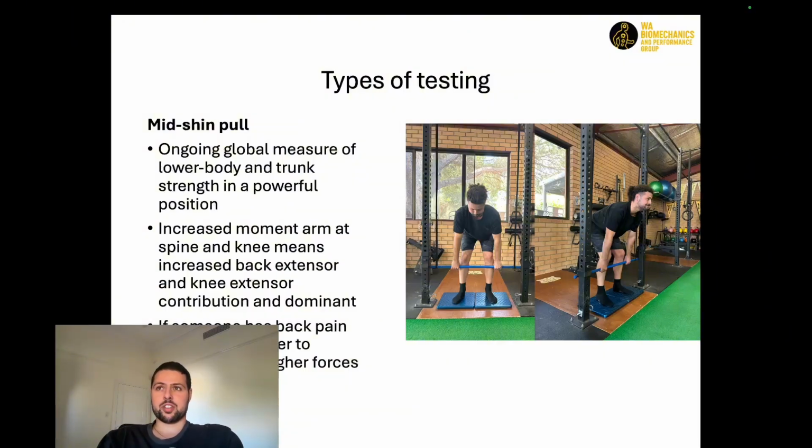So if they were pulling on the mid thigh and they were saying, "Oh, no back pain," you could maybe try a mid shin, and that could then provoke some back pain and give you a number for load tolerance of that sensitive structure in that position.